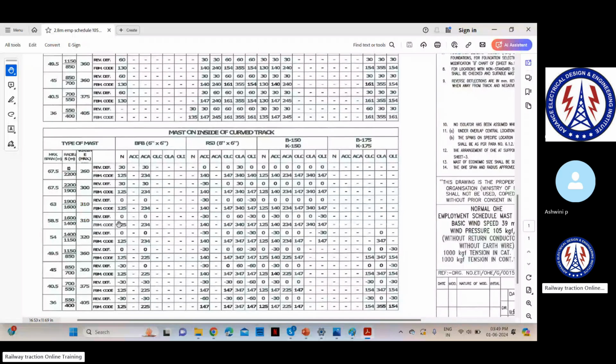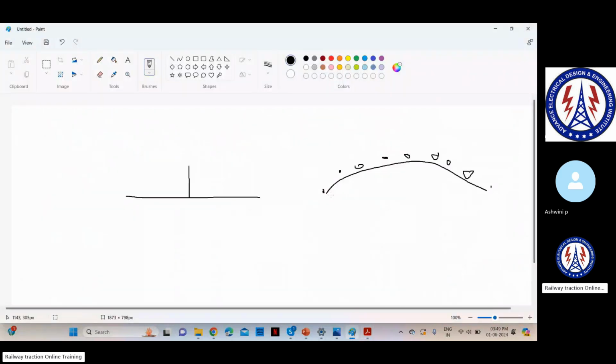From the inside curve, how it comes over here. I'll show you in Paint what is inside curve. So this is my curve. If I put a mast over this side of the curve, it is called the outside of the curve, because you can make a circle over here. So the mast will be outside. But if I put a mast over this side, it will become the inside of the curve.